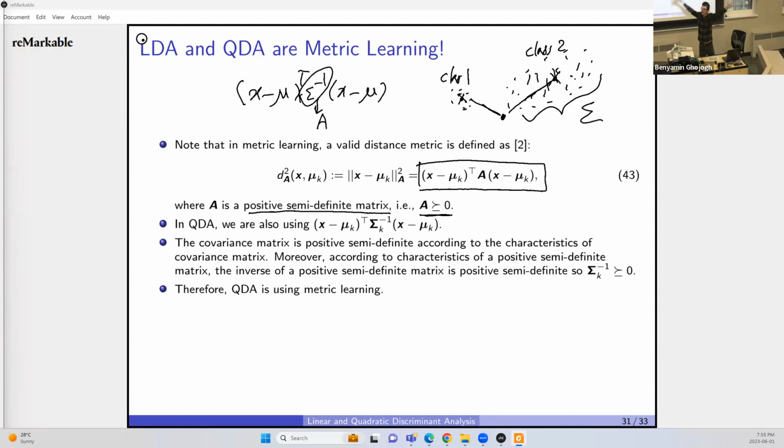And the whole field in machine learning is distance metric learning. Let's learn it; the optimization parameter is A. Let's find the best A in the distance metric for our own task. It can be classification, embedding, whatever. And as you see, LDA and QDA are kind of metric learning.